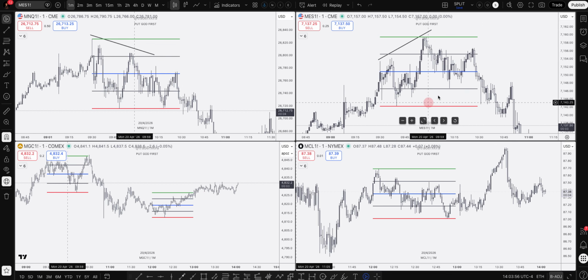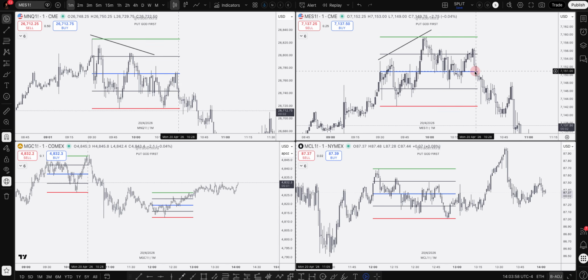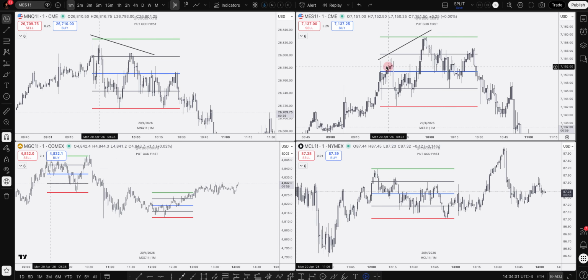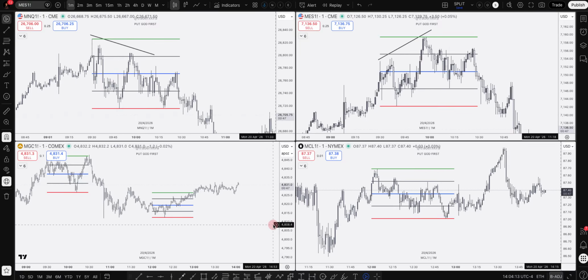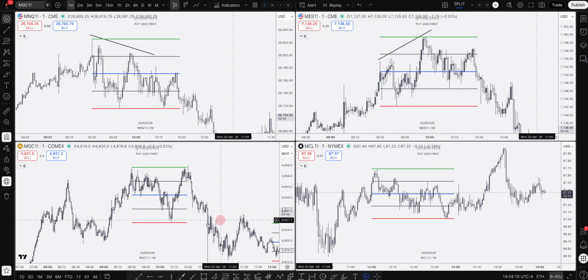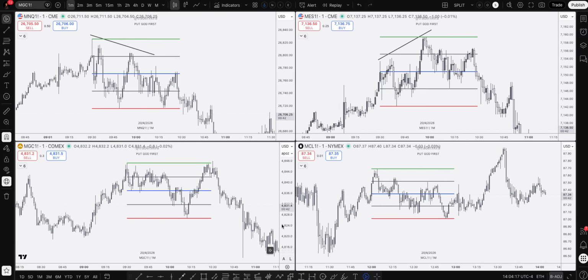But if you tried to take that long idea on MES, you would have had stop loss hit, right? But you can see the reason why. It creates bearish SMT or bullish SMT, and you don't know which asset to trust. And because of that, that would make me just want to sit on my hands and not take that trade. And then once again, the probabilities were pretty low in terms of these two trades.